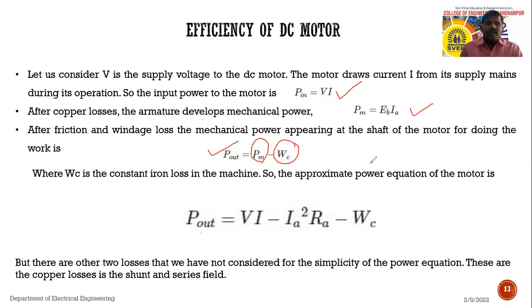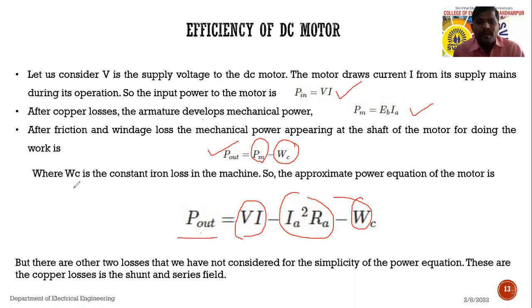See, if we consider input power, it is nothing but V into I. Again, if we consider the losses, that is copper loss Ia square Ra, minus Wc, we get the output power, that is P out. Here Wc is nothing but the constant iron loss in the machine. So this is the approximate power equation of the machine. All of you write down this power equation, because it is useful while solving the problem.